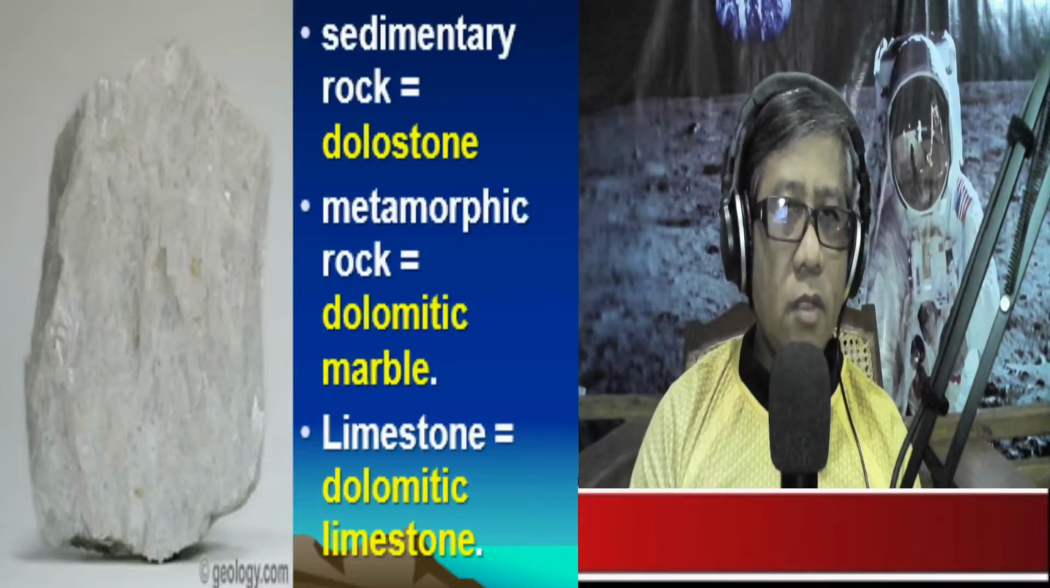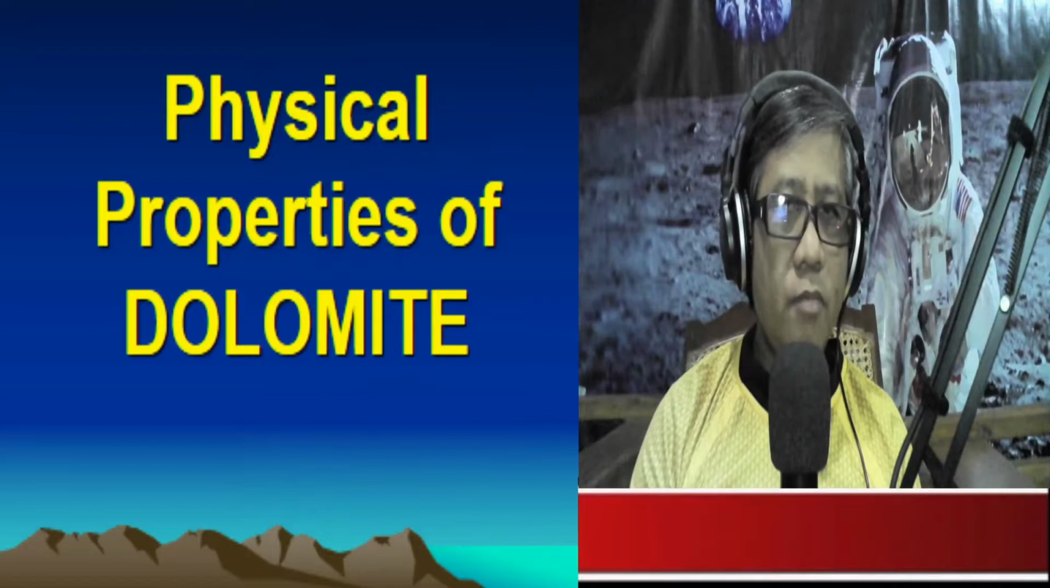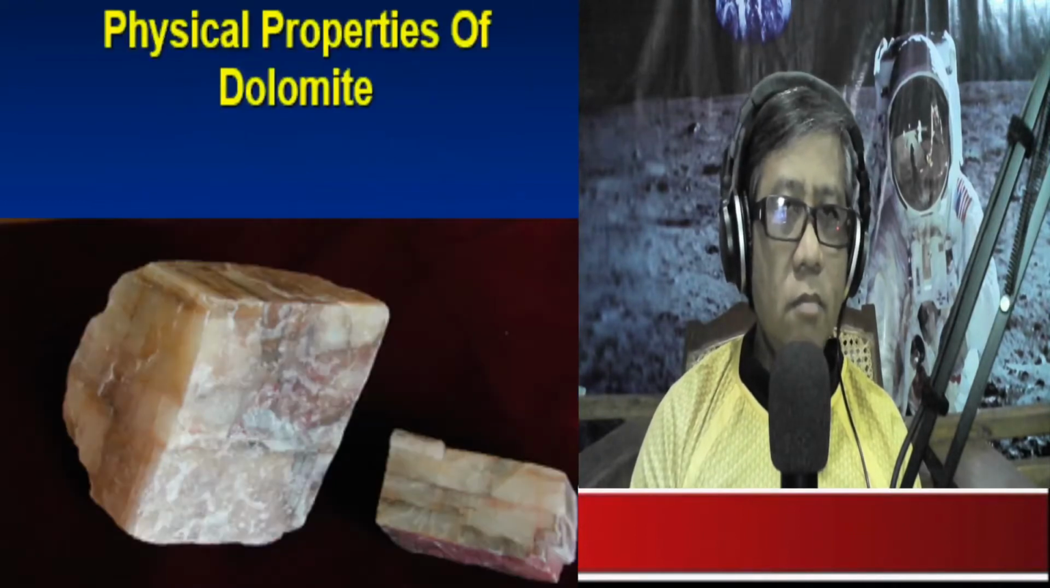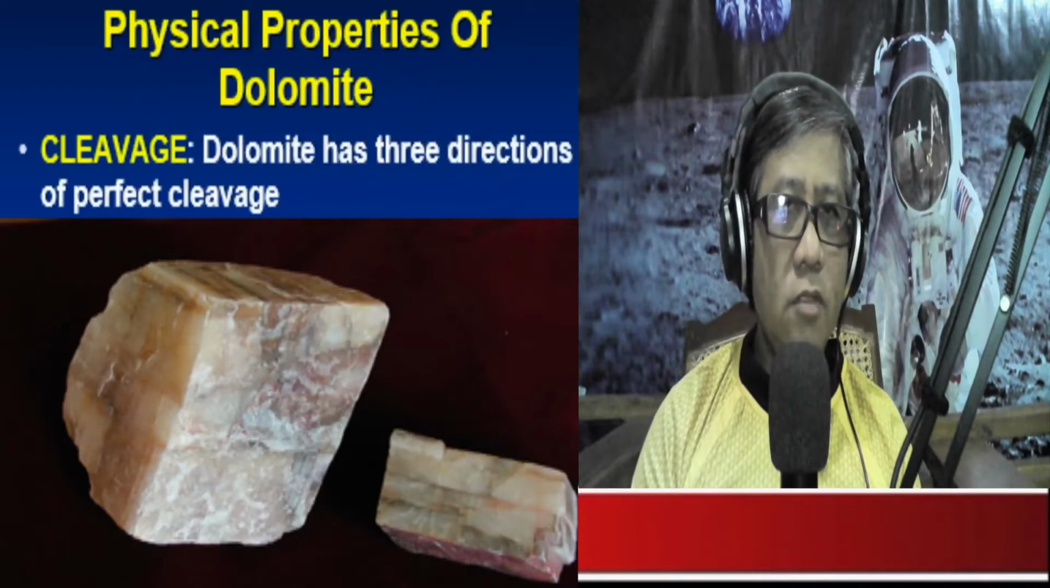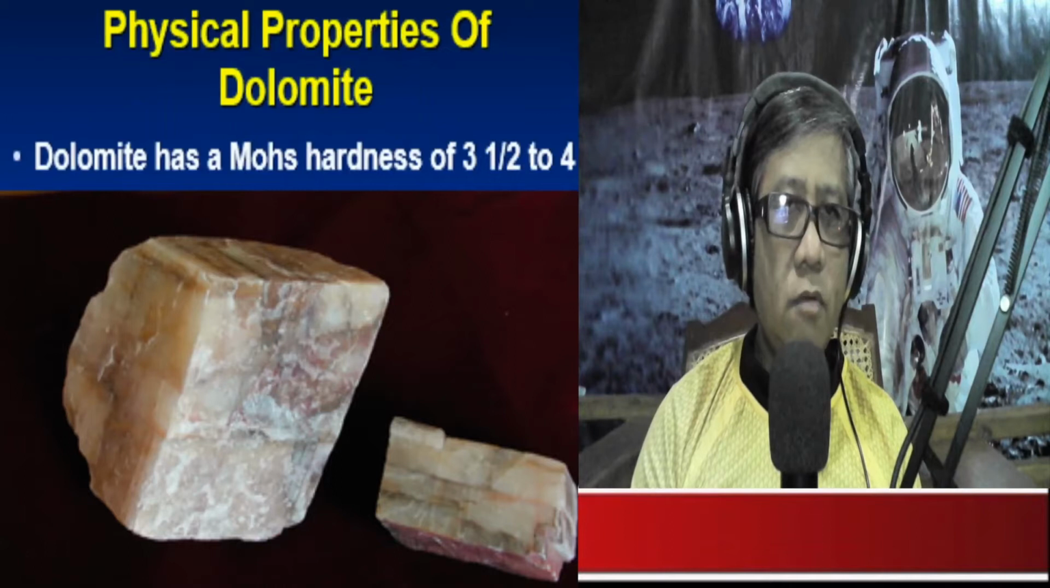Okay, so at this point, let us now examine the physical properties of dolomite. In terms of its cleavage, dolomite has three directions of perfect cleavage, as you could see in the picture. And in terms of hardness, dolomite has a Mohs hardness of 3.5 to 4.